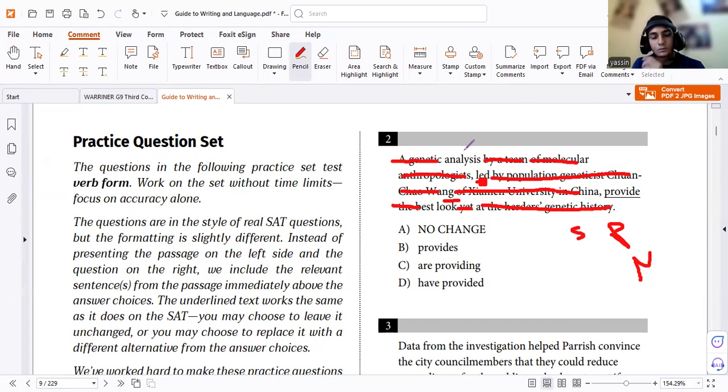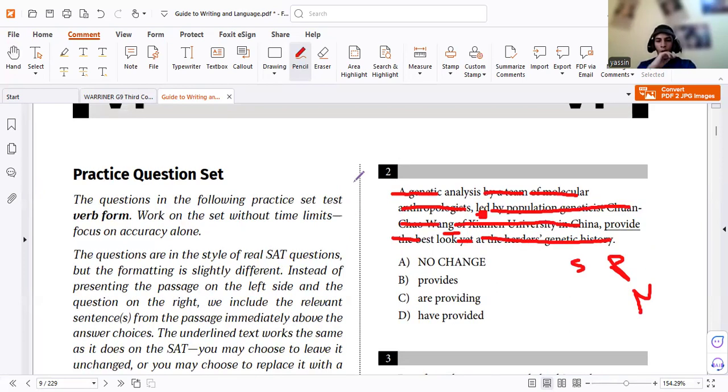So the first technique to know the subject is hard because who or what provides the best look? We have many information. So when I delete the phrase, and later we will delete all the phrases, this can help me. Now, analysis. Is analysis singular? It's singular. Singular or plural? Singular.